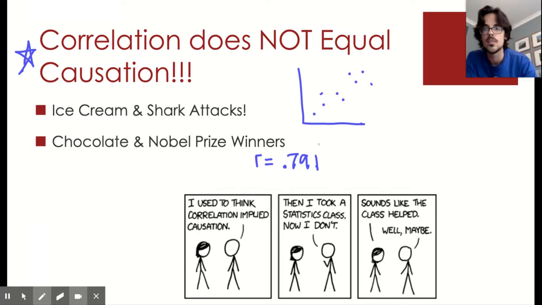And then finally, we have a nice little comic here to wrap things up. The guy says, I used to think correlation implied causation. Then I took a statistics class, so now I don't. And then they're like, oh man, it sounds like the class helped. It caused you to have that belief set. And then he says, maybe, because he knows there was no random assignment. It's just so great. So yeah, just remember, R can be tricky. There are a lot of places where you can have misconceptions. So be careful when you use R to analyze a data set.